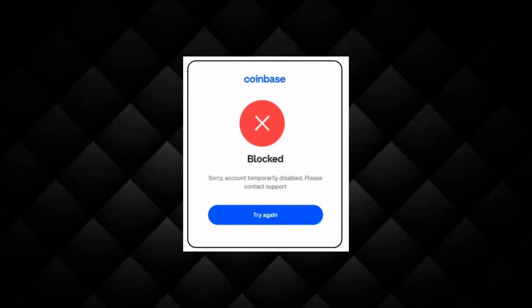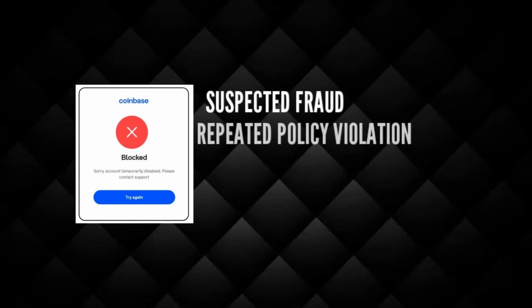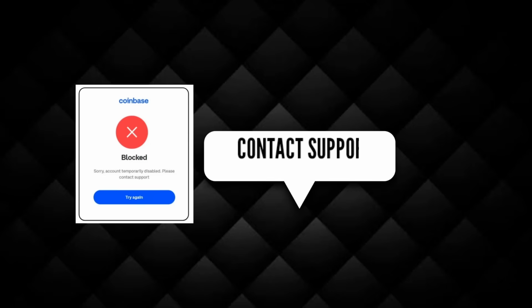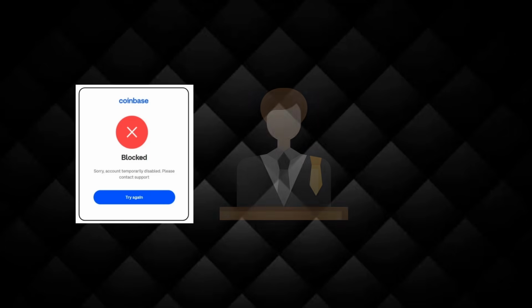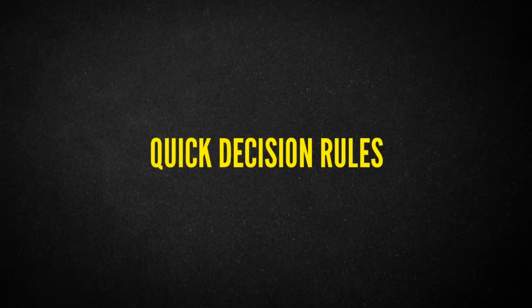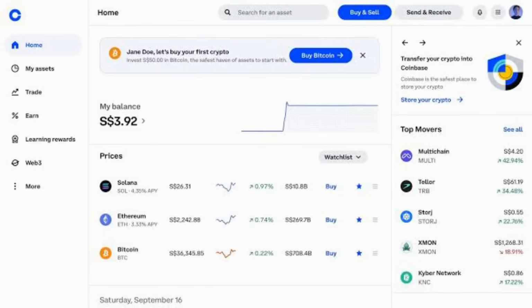Blocked. This is the worst one. Coinbase may have permanently disabled your access, usually because of suspected fraud, repeated policy violations, or unresolved compliance issue. Recovery is possible but much harder. You will need to contact support, and if large funds are involved, potentially a cryptocurrency litigation attorney. Quick decision rule. Pause here, look at what you can and can't do in your Coinbase account right now.